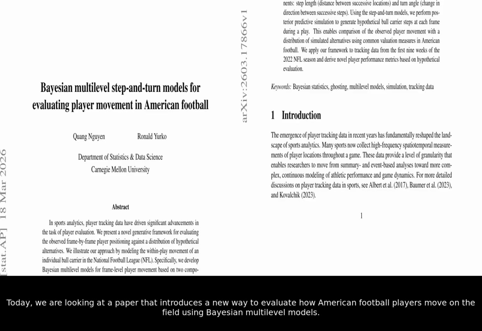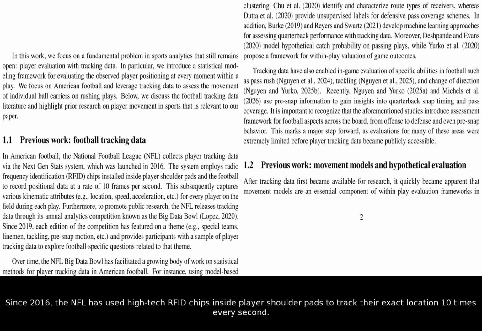Today, we are looking at a paper that introduces a new way to evaluate how American football players move on the field using Bayesian multilevel models. Since 2016, the NFL has used high-tech RFID chips inside player shoulder pads to track their exact location 10 times every second. This tracking data captures speed, acceleration, and direction, providing a massive amount of information for every single play.